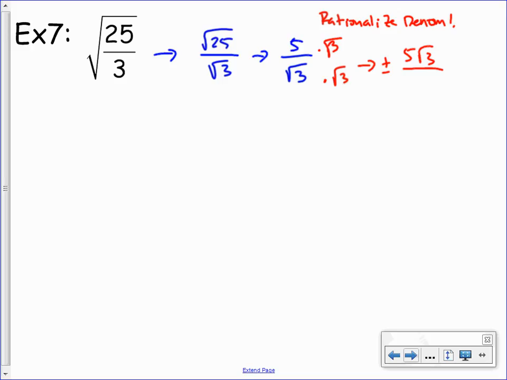What's the square root of 3 times square root of 3? Not square root of 6. 3 times 3 is 9. What's the square root of 9? 3. So multiplying a root by itself gets rid of the root.